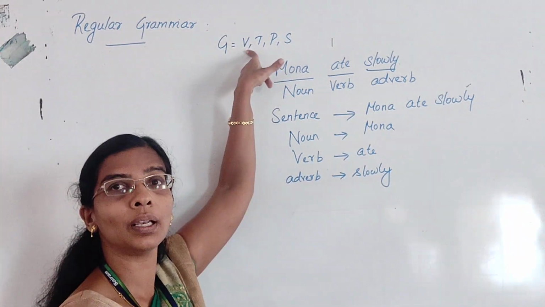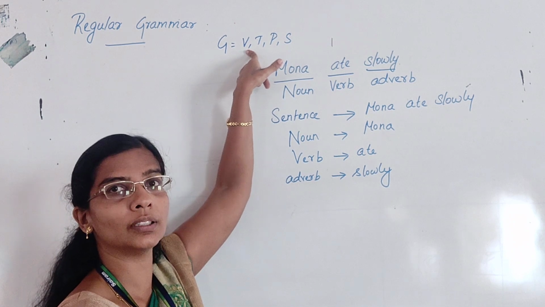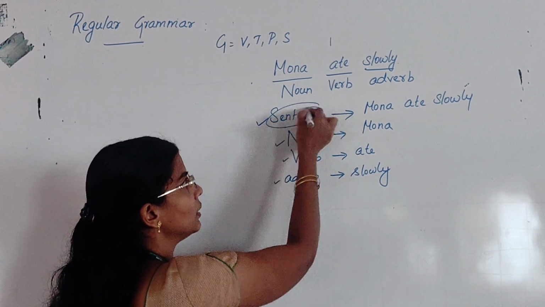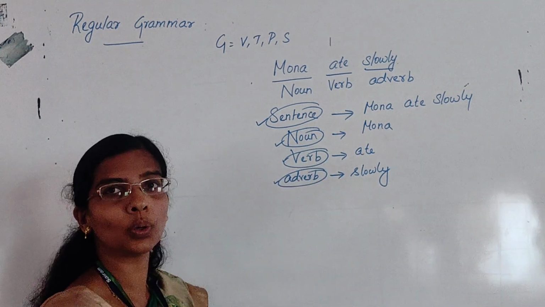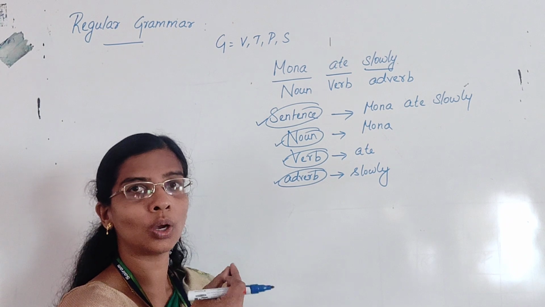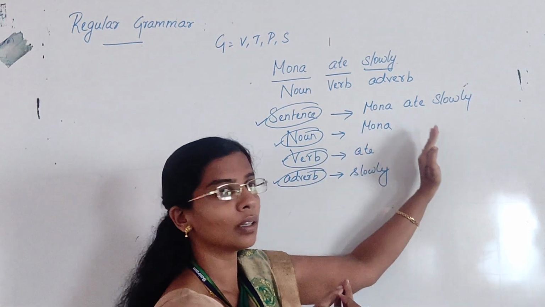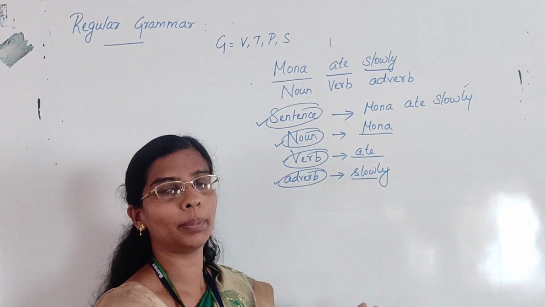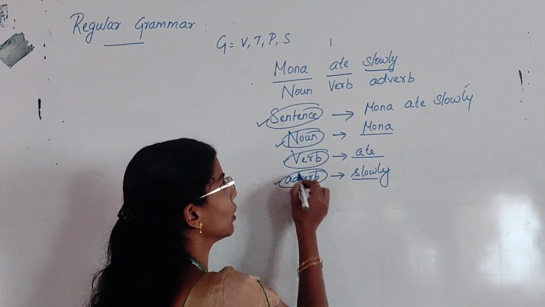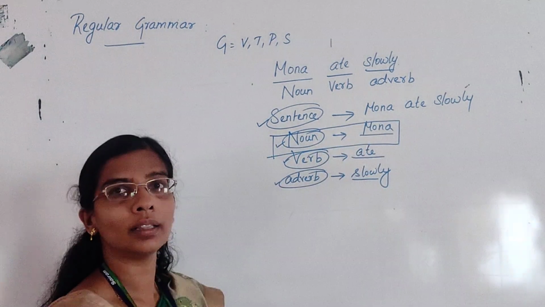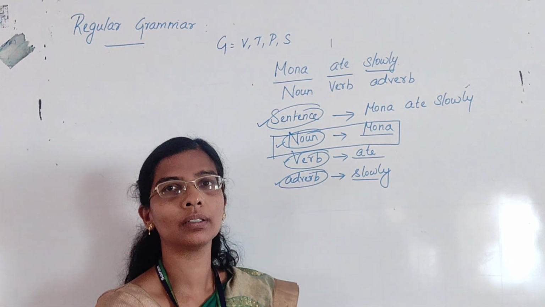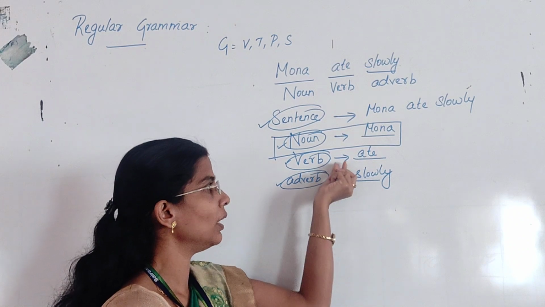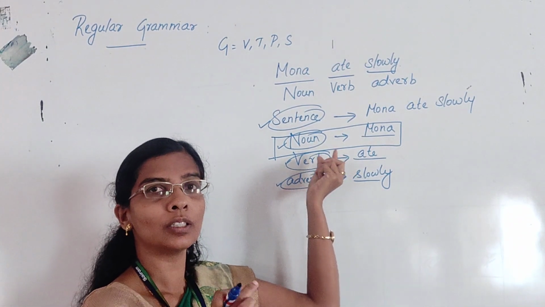Coming to the tuples, first I said it is variables, or non-terminals. These things, your sentence, noun, verb, and adverb, are known as variables, or non-terminals. On the right hand side, Mona ate slowly, these are your terminals. The complete thing is your production. Production will have a left hand side and a right hand side, and in between I will have a simple arrow symbol. So these are your productions.